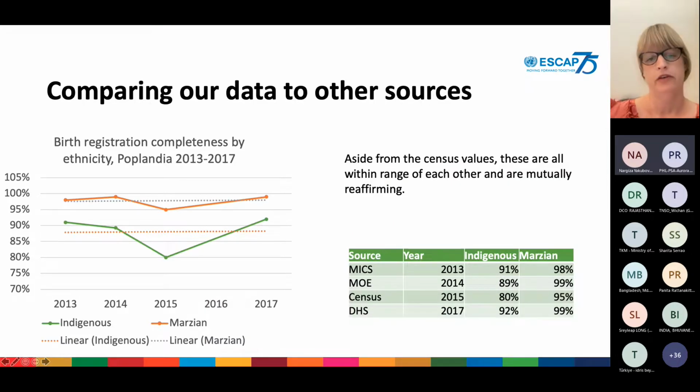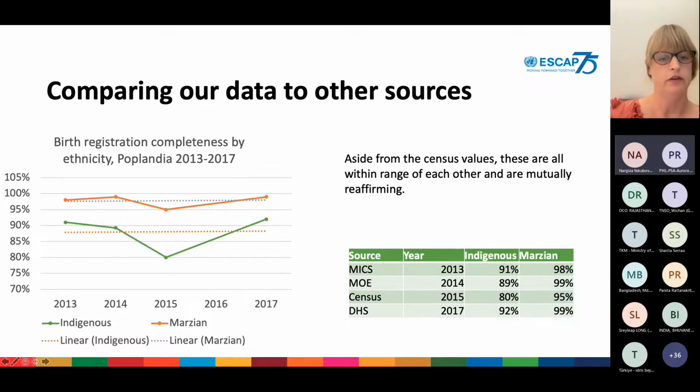But let's say that we actually do have some more information, particularly in the case of birth registration. So in this fictional example over here, let's say that there was a MICS in 2013. We did our analysis on the Ministry of Education data for 2014. Let's say that there was a census in 2015 and a DHS in 2017. And each of these dots represents the estimate from each of these sources. And then the orange line is the Marzians and the green line is the Indigenous population.